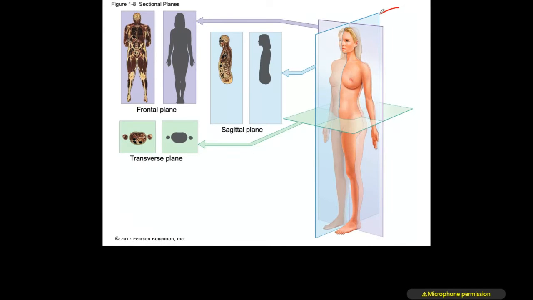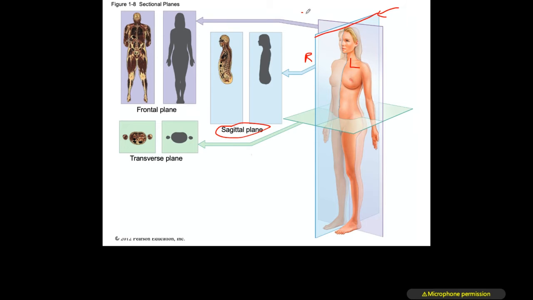We are going to talk about planes. When we talk about planes, what I mean by that is being able to divide the body into different directions. Like if we look at this section right here, this cut of the body in this direction can separate the body into a left half and a right half. And this plane is referred to as a sagittal plane.